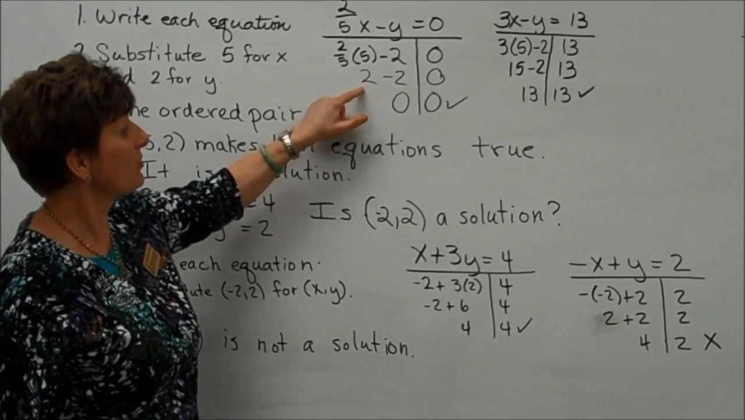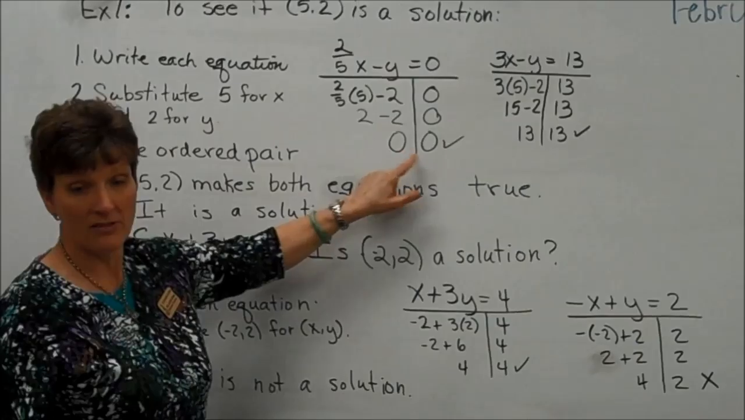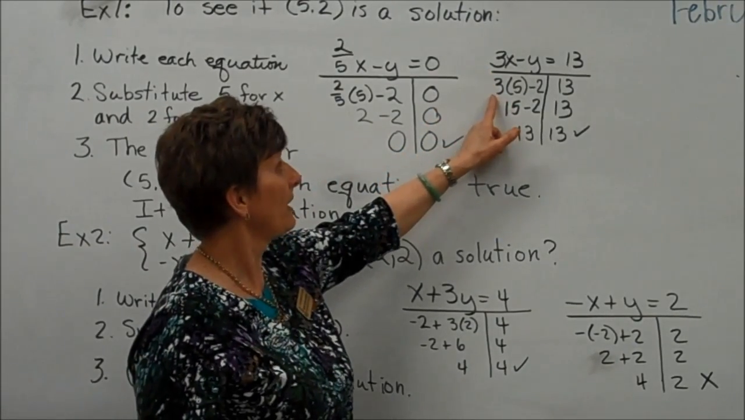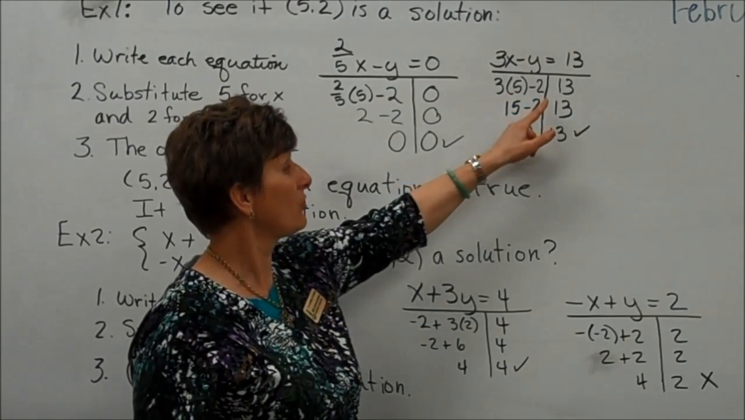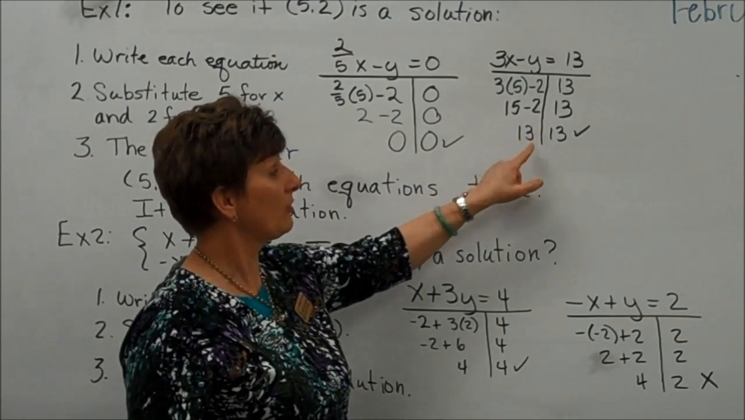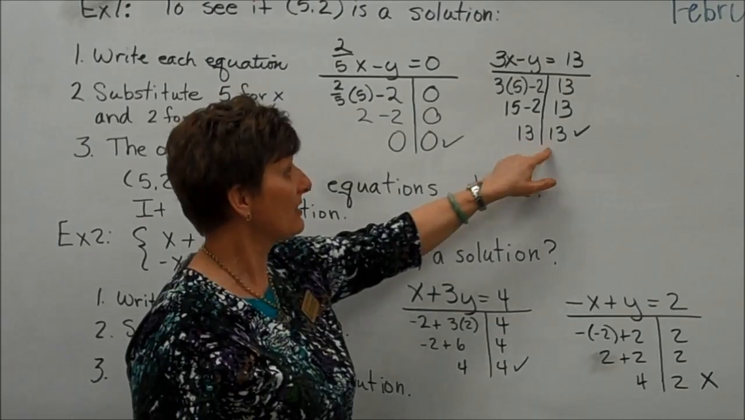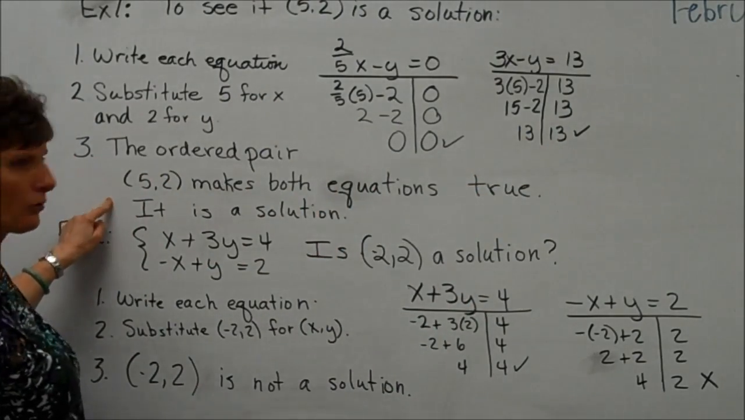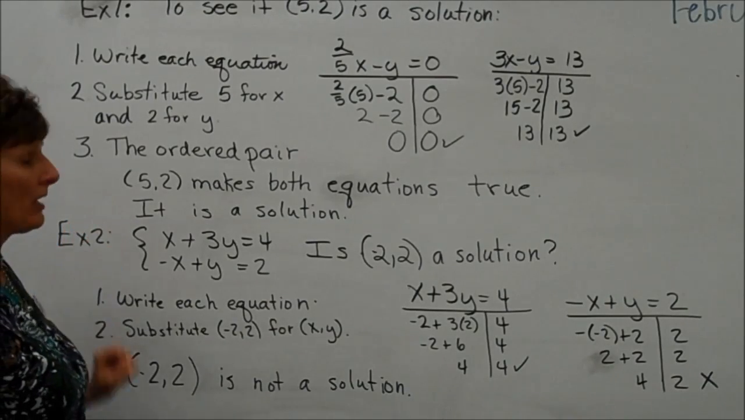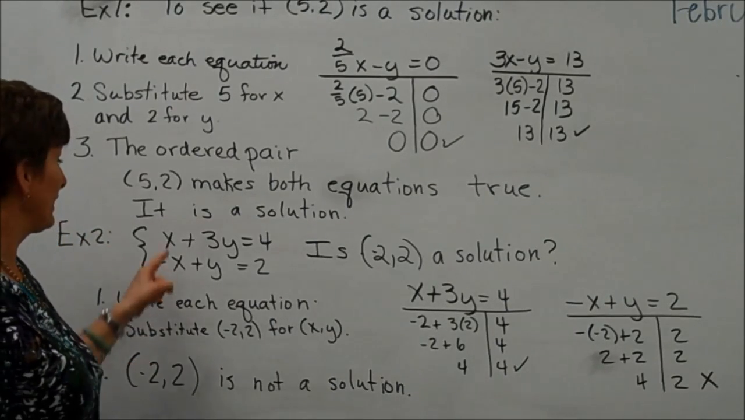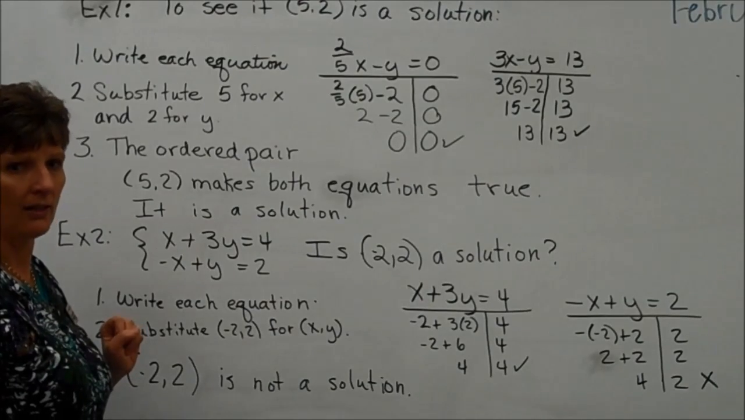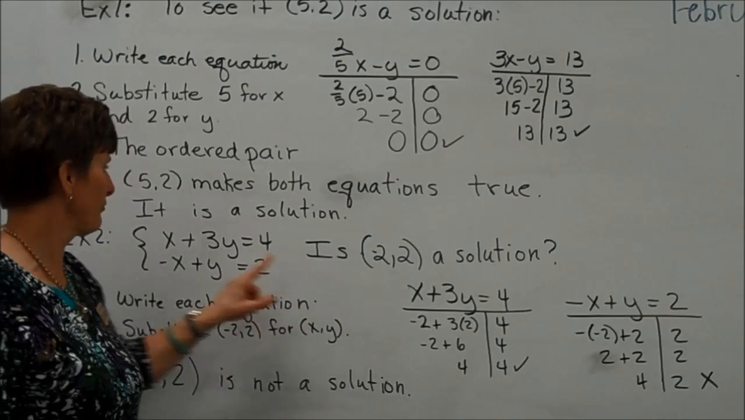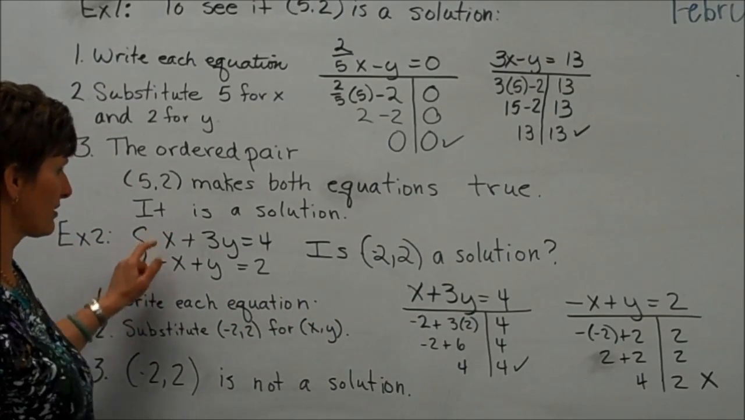2/5 times 5 is 2, minus 2 is 0. 0 equals 0, checks. In our second equation, we get 3 times 5 minus 2, which is 15 minus 2, or 13. 13 does equal 13. It does check. Therefore, our ordered pair 5, 2 makes both equations true. It is a solution. Now let's see what happens when you have an ordered pair that is not a solution for both sets of equations.